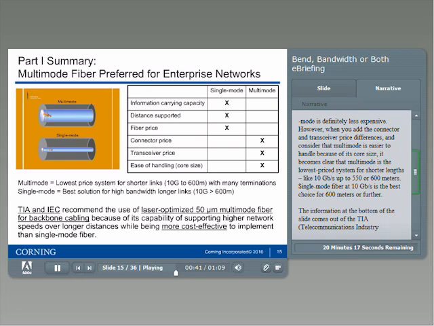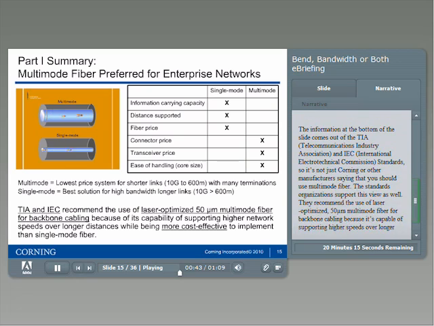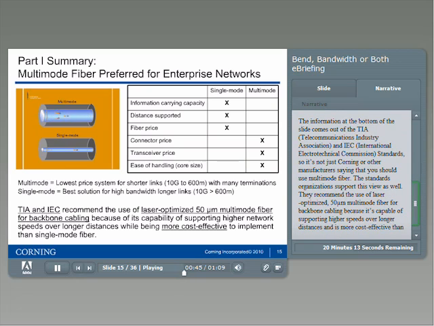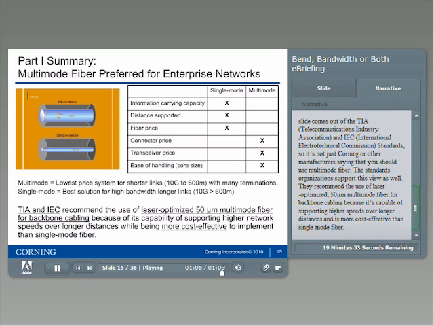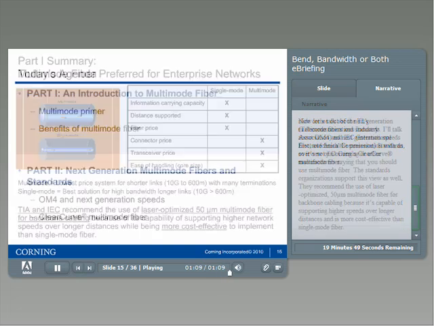The information at the bottom of the slide comes out of the TIA, Telecommunications Industry Association, and IEC, International Electrotechnical Commission standards. So it's not just Corning or other manufacturers saying that you should use multimode fiber. The standards organizations support this view as well. They recommend the use of laser-optimized 50 micron multimode fiber for backbone cabling because it's capable of supporting higher speeds over longer distances and is more cost-effective than single-mode fiber.